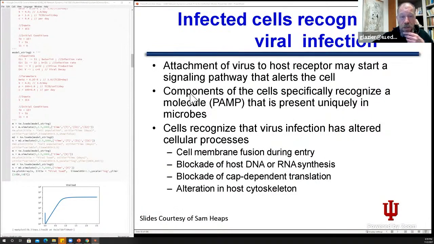Okay. So I have a few more biology slides, which I'll go through pretty quickly. Once cells are infected, they typically recognize that they're infected. And there are a whole variety of mechanisms that cells have evolved to fight viruses. So there are what are called PAMPs, which are molecular signatures of both bacteria and viruses that cells will bind to and will initiate a whole variety of responses.